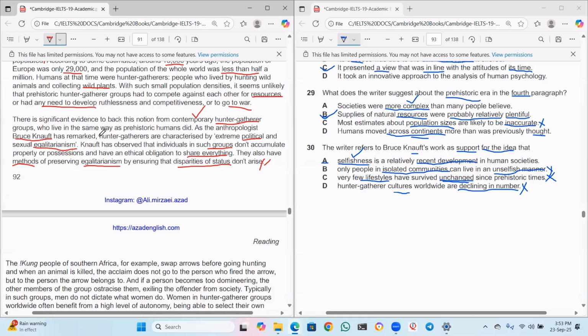Got it? I hope you guys are following me carefully. So they are characterized by extreme political and sexual egalitarianism, meaning political equality and sexual equality should be there. That's what they believed in. So by reading this paragraph, I understood that these groups don't have any selfishness. Selfishness should be a recent development in human society. Yes, that's what his work says. So yes, A should be the right answer.